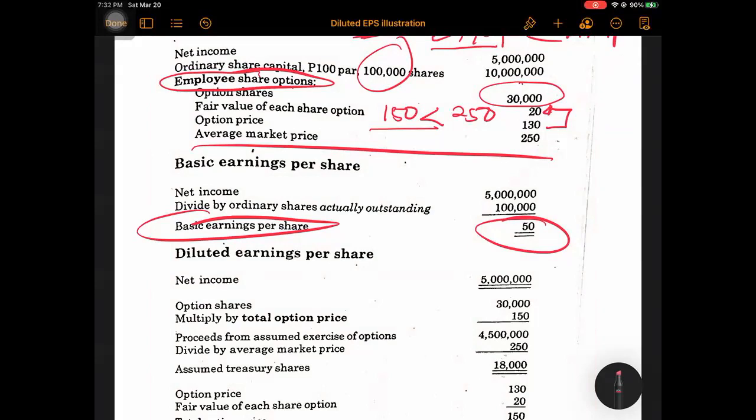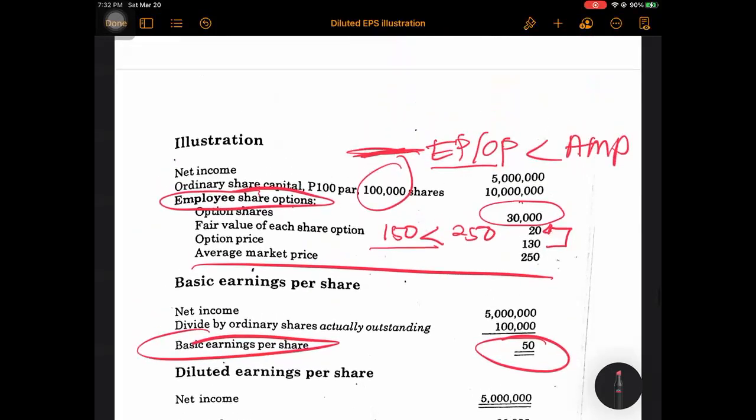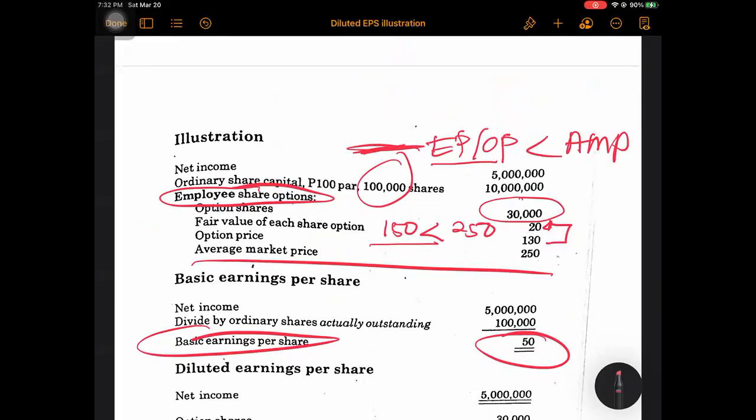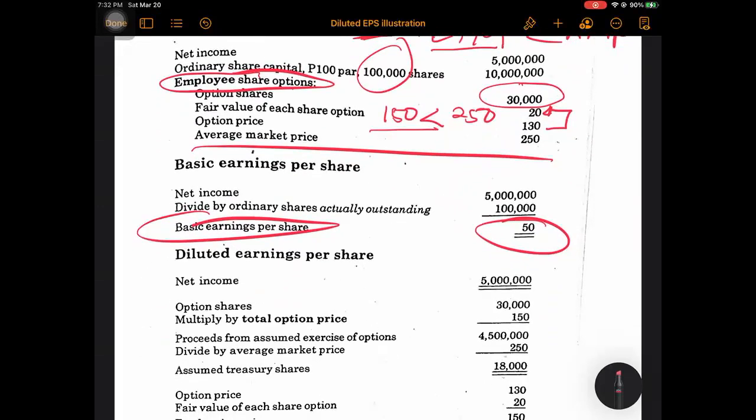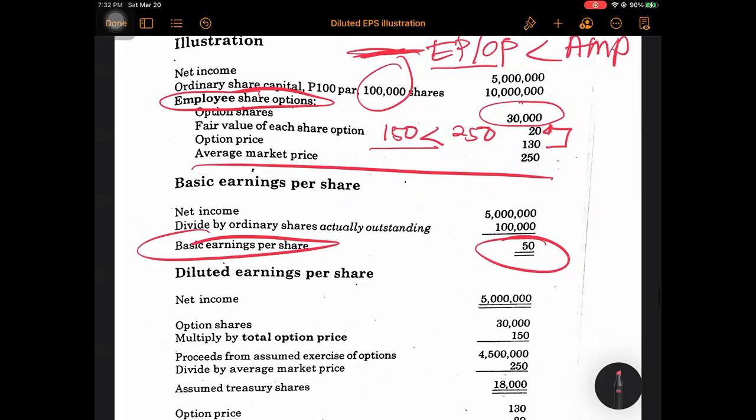So, first, we assume that the share options are exercised at the beginning of the year. Since in this problem, outstanding sa at the beginning of the year, kaya wala man sige mention kanus-a na-issue. So, we assume na na-convert na siya at the beginning of the year. Second assumption is the proceeds from the exercise of the options and warrants are assumed to be used to acquire treasury shares at average market price. So, we already have the number of shares for our option shares. So, this time, we need to compute katong assumed treasury shares.